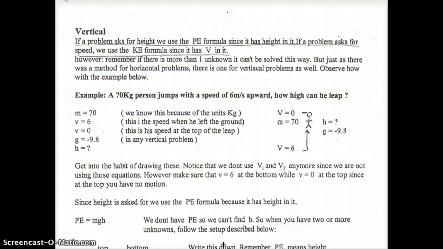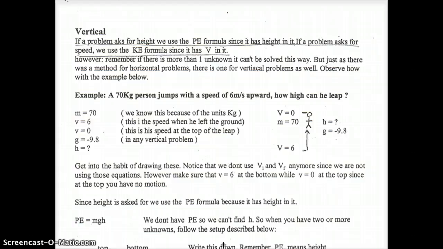Our example is a 70-kilogram person jumps with a speed of 6 meters per second upward. How high can he leap? Now, without actually doing a double take, we see that we're only given two pieces of information to solve for the height. Now, notice what I said. Height. What does that mean? We're going to be using that potential energy formula very soon.